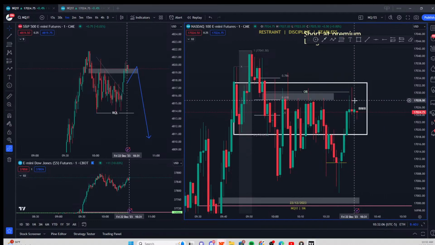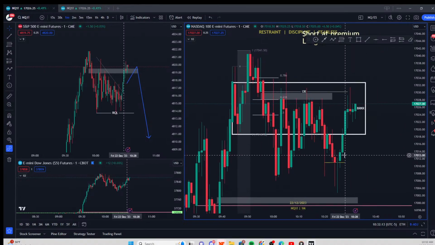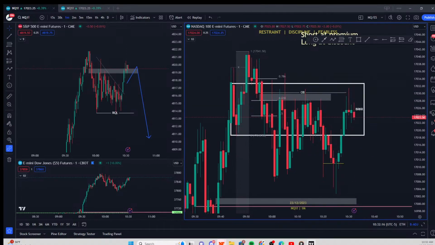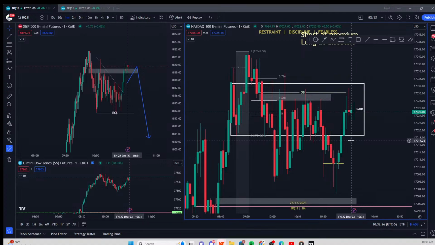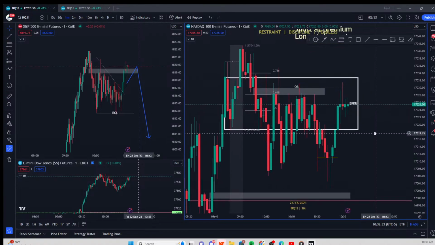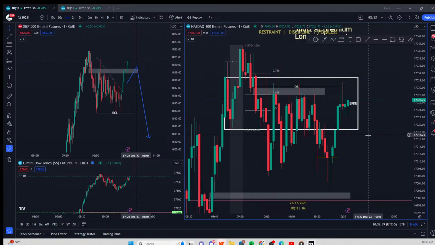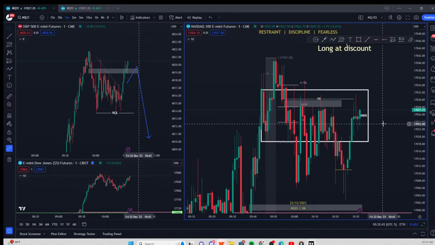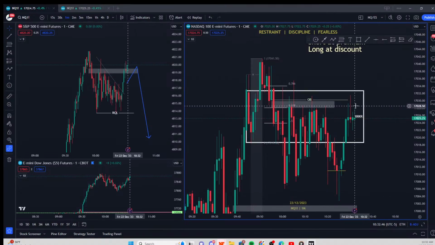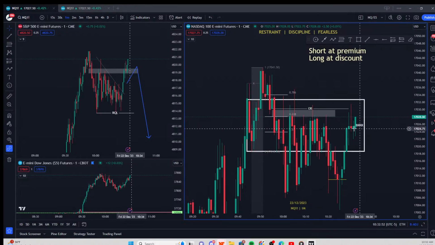Still rejecting this order block. Need to see it come down lower now. ES wants to come higher, and Q's kind of lag behind.